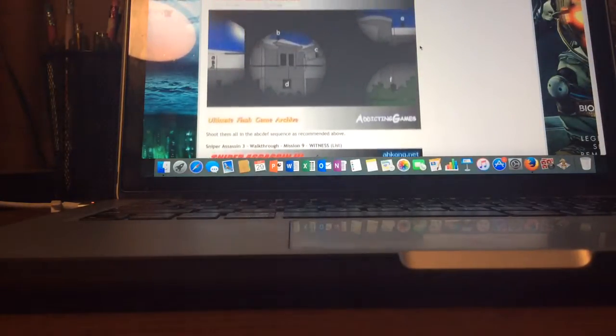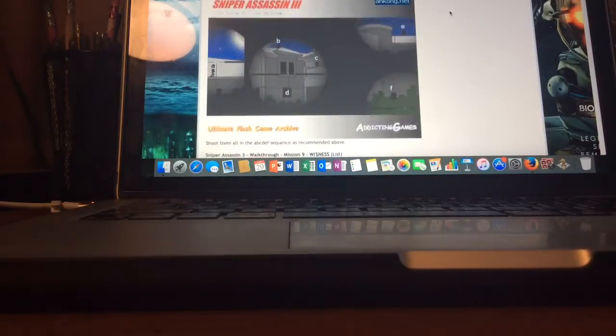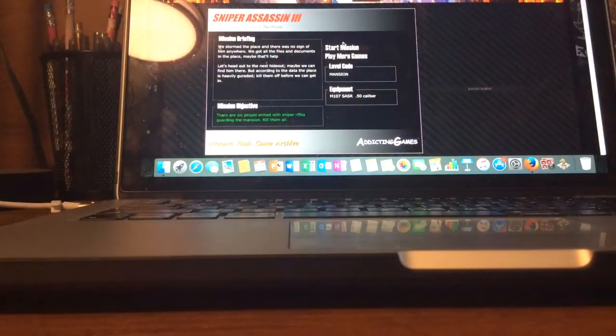Level code, mansion, which I am writing off to the side with my pencil. Let's get the walkthrough. Okay. Shoot them all in A, B, C, D, F as shown above. Same thing. Okay, A, B, C, D, E, and F. Or you can just shoot them in different order because they do shoot you once you shoot at them.